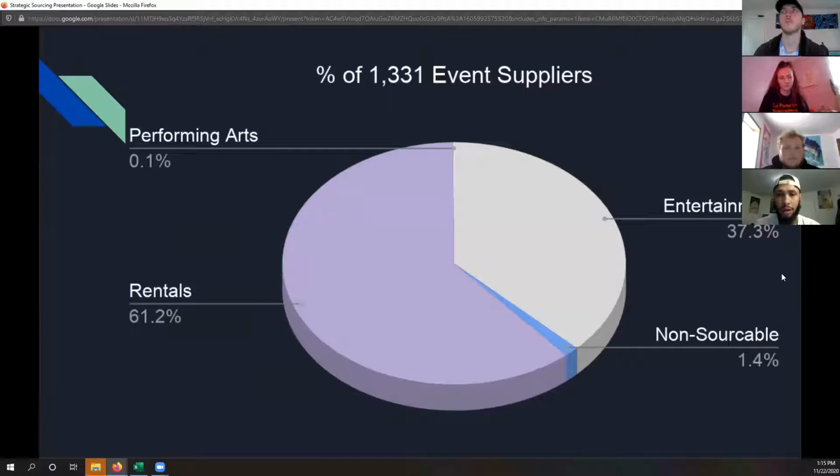Here you can see the total number of event suppliers. We have 1,331 total suppliers for events only. And as you can see, rentals is a majority of that, which comes from renting out buildings and venues and other such things. Right behind it is entertainment. And as you can see, performing arts and non-sourceable are less, about 1.5% of the total event suppliers.